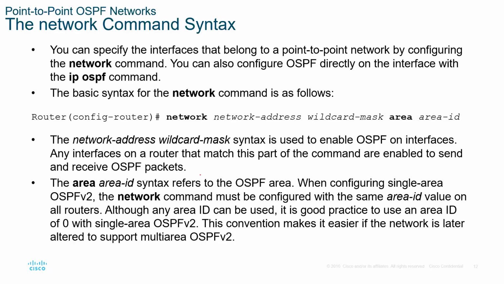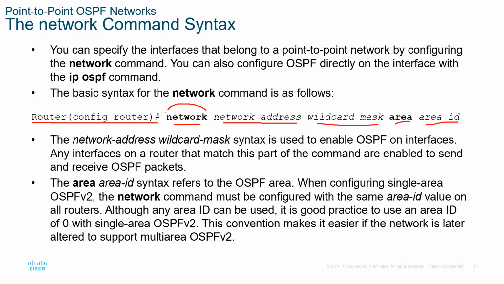So let's talk about point-to-point OSPF networks. So you can specify the interface that belongs to a point-to-point network by configuring the network command. You can also configure OSPF directly on the interface with the IP OSPF command. So the network address and then the wildcard mask is used. As you can see here, you're in the global mode and then in the router mode, all right? Then you use the command network, then you use your network address, okay? Then you follow it with your wildcard mask, then the area ID, all right?